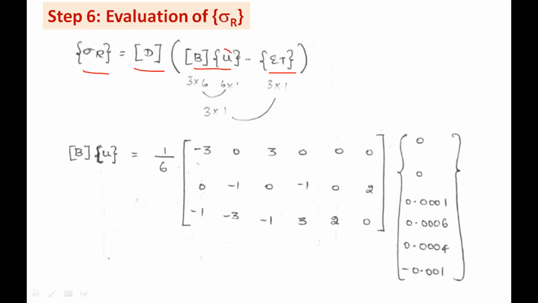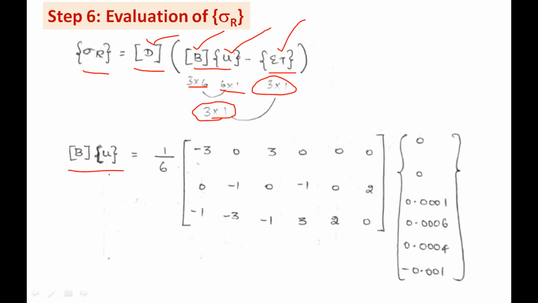This U matrix is given in the question. Then epsilon T now we evaluated. B matrix and D matrix also we evaluated for this particular problem. First we will find this product of this B and U. B matrix size is 3 by 6. U matrix is 6 by 1. When we multiply these two, we will get the 3 by 1 matrix. This is also a 3 by 1 matrix epsilon T. We can easily find the difference in the strain, total strain and the thermal strain.